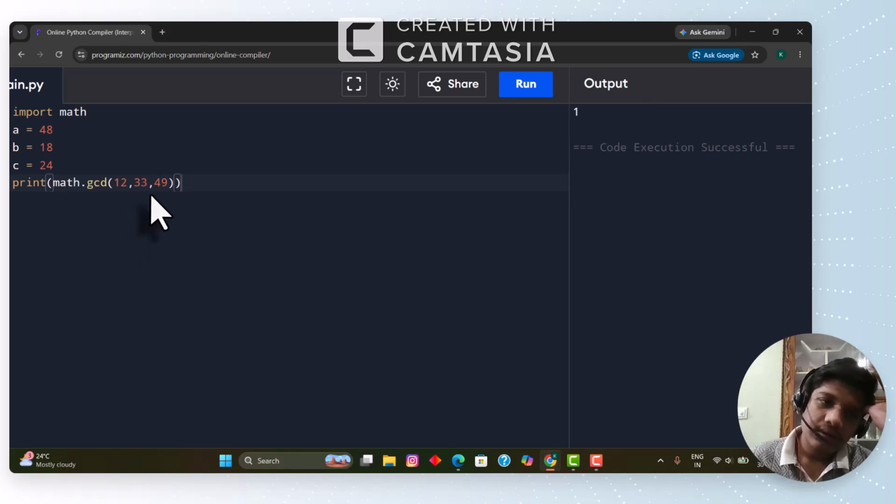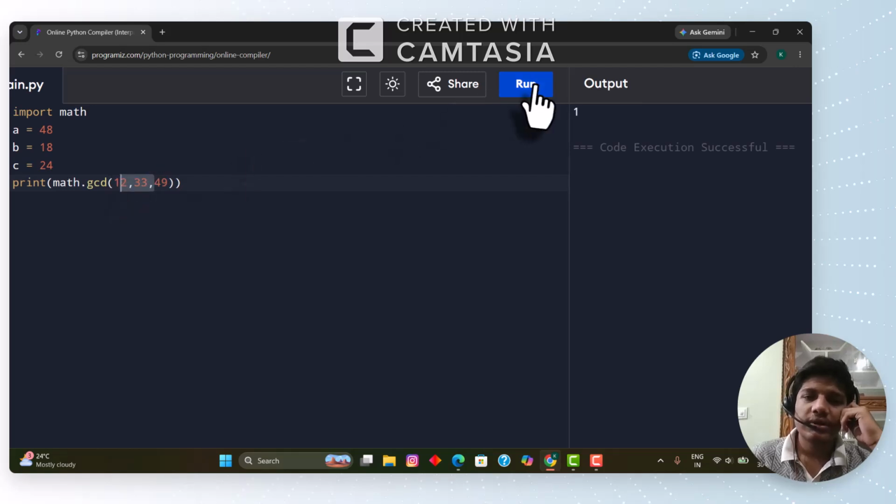For 5, there is no argument that is divisible by 5, and other than that, 7. Only one number will be divisible by 7, the others are not. So like that, there is no number which is divisible by a common number. So when you run it, you will get 1.